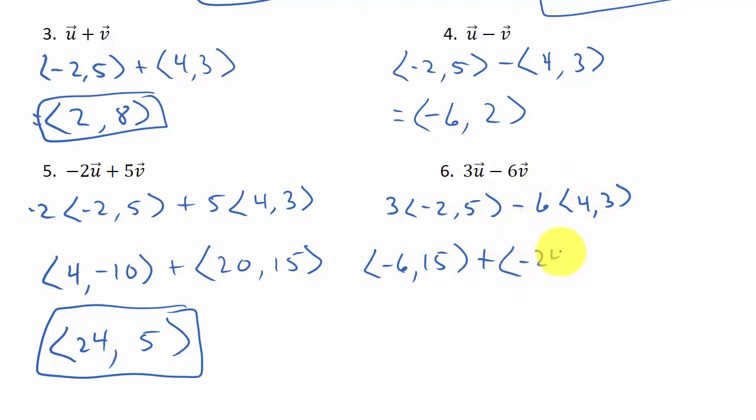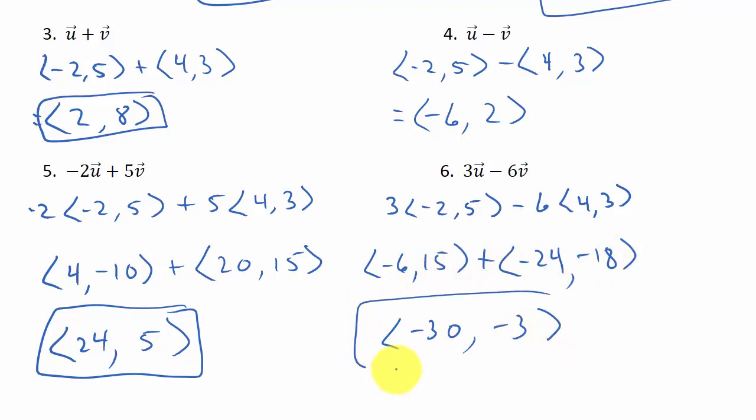So that would be -24, -18. The reason I do that is because usually it's easier to add integers instead of subtracting. I mean, neither one's difficult, but you're less likely to make a careless mistake when you're adding. Okay. Alright, so I've got -6 plus -24. That's -30. And then 15 plus -18 is -3.